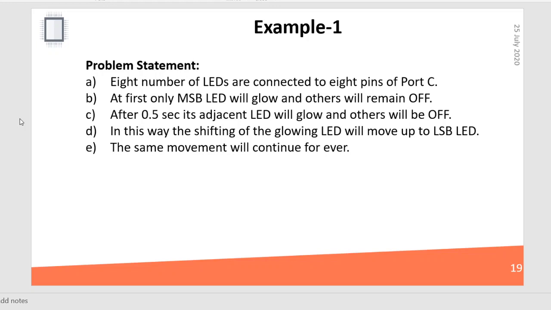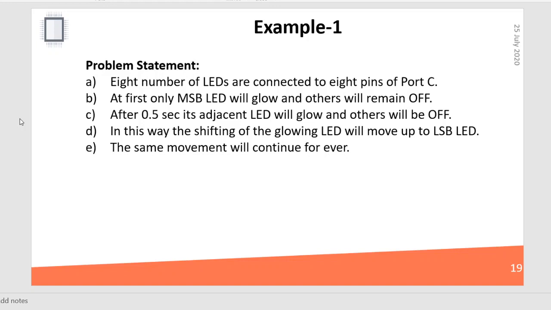At first, only the MSB LED will glow. MSB LED means the LED that is connected to the MSB of port C. That means PC7 is the MSB of port C. So the LED that is connected to PC7 of port C will glow and others will remain off. Then after half a second, the adjacent LED will glow.